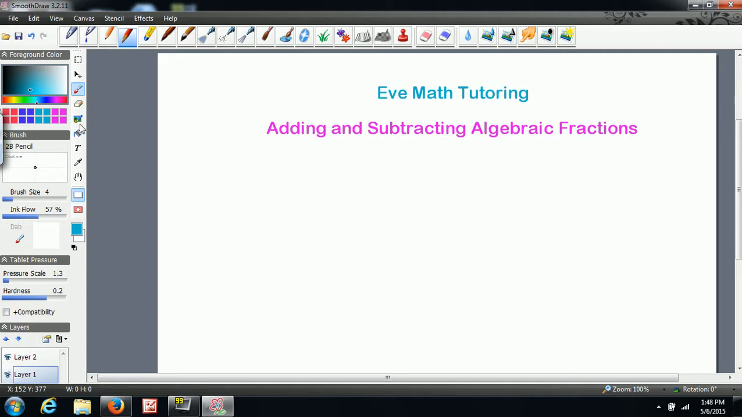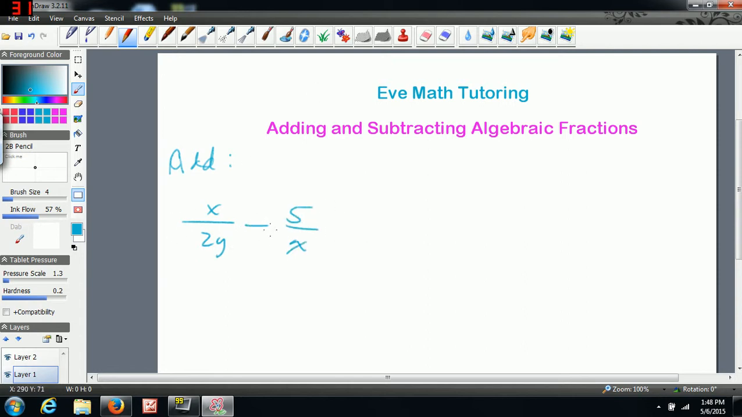Today's lesson is on adding and subtracting algebraic fractions. So if you want to add something like the following, the question could say add x over 2y minus 5 over x.